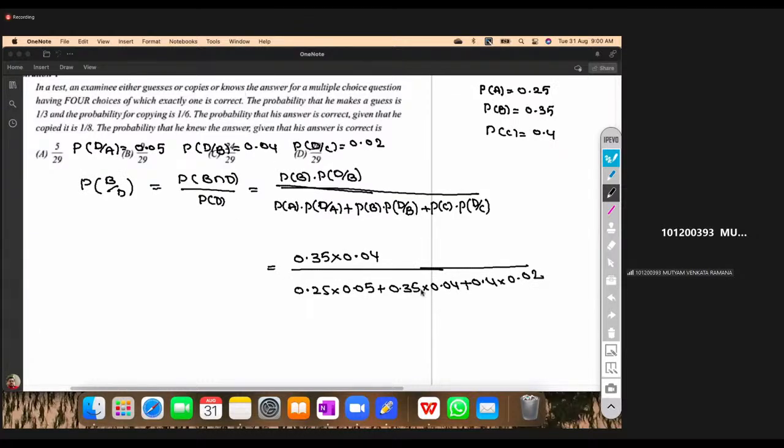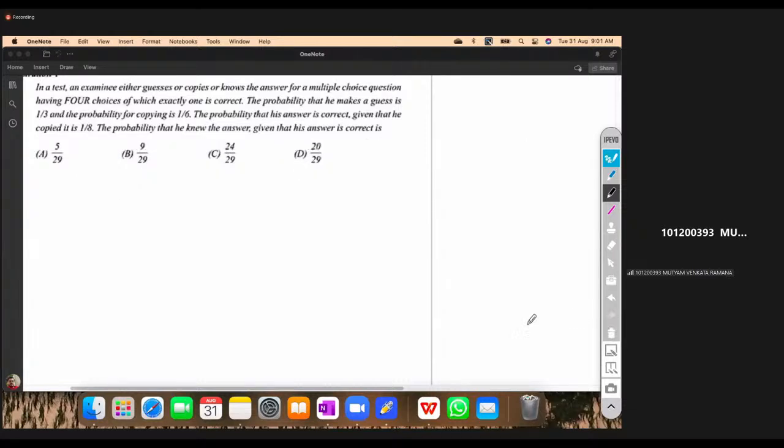Now somebody asked that the previous question seems to be getting a different answer. So what is this one? The 2 decimal points cancel everywhere from a calculation point of view. So it is 35 fours are 140 by 125 plus 140 plus 80, which is 140 by 345. This is the answer you will get. Okay.